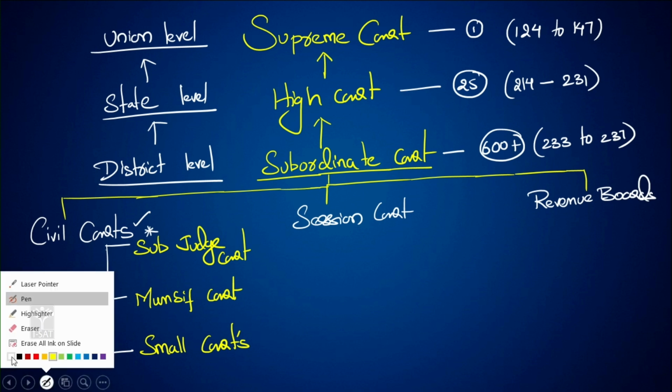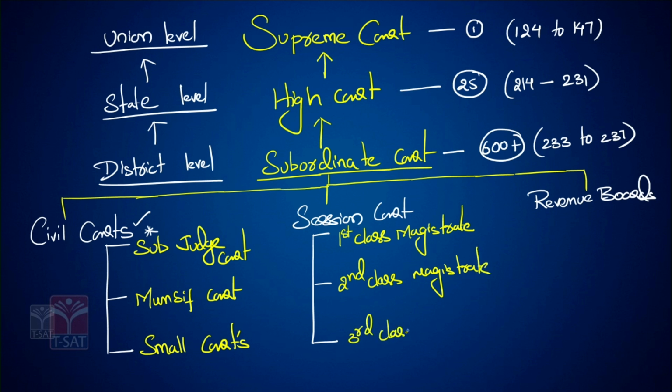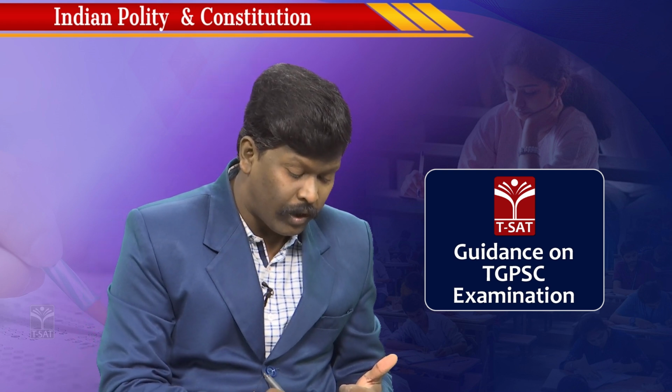The sessions court is also divided into 3 types. What is the first one? The first one is the first class magistrate. The second one is the second class magistrate. Most of the states do not have this, but if needed, a third class magistrate. This is the hierarchy below subordinate courts that you need to understand.